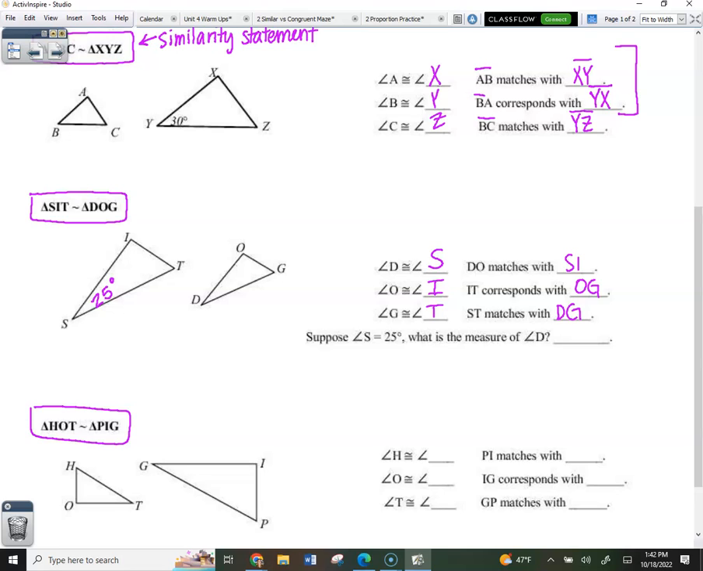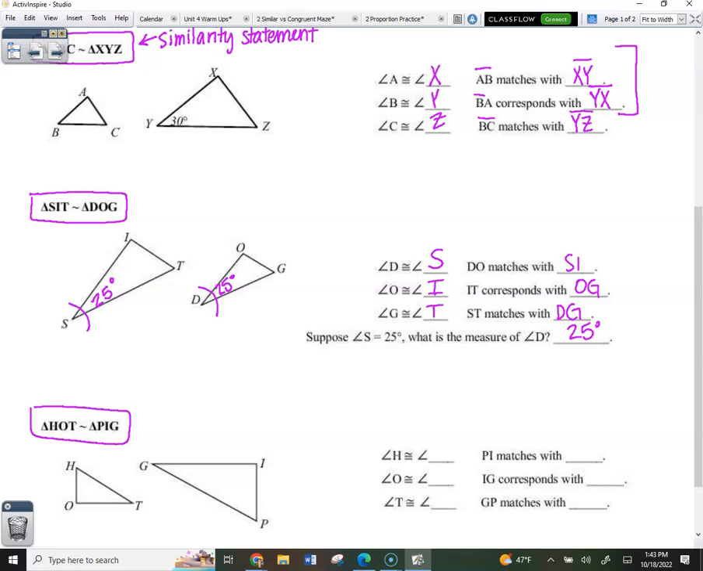If angle S is 25, what's the measure of angle D? 25. Why? Because they are. Angle S is right here. Now you can't go off the picture necessarily, although they are turned the same way. Go up here and see angle S pairs to angle D, which would let you know that, okay, yeah, that would also be 25.